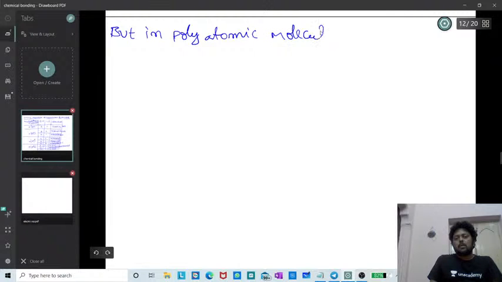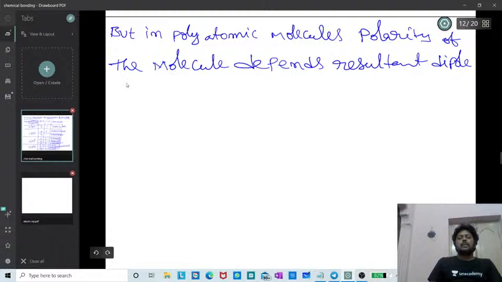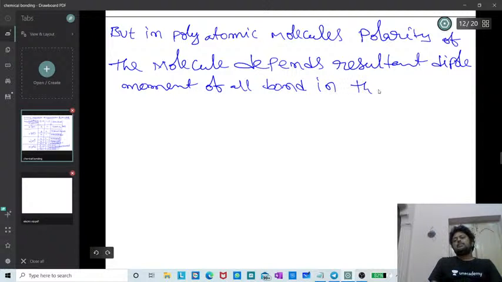the bond polarity in polyatomic molecules, the polarity of the molecule depends on the resultant dipole moments of all bonds in the molecule.